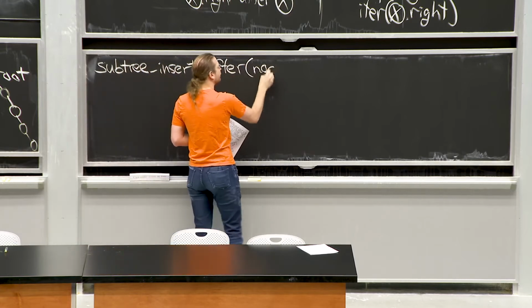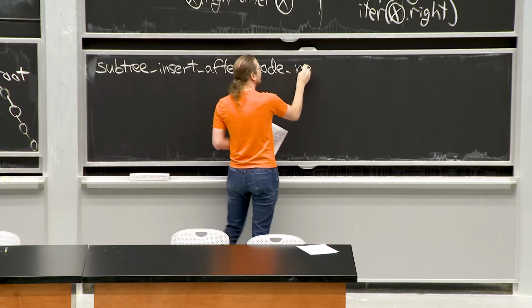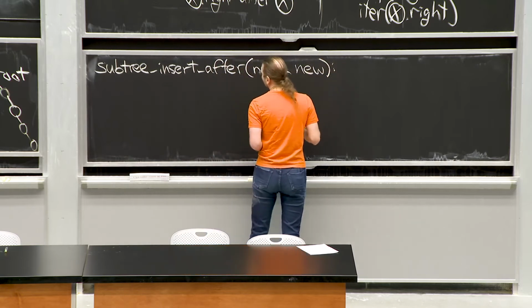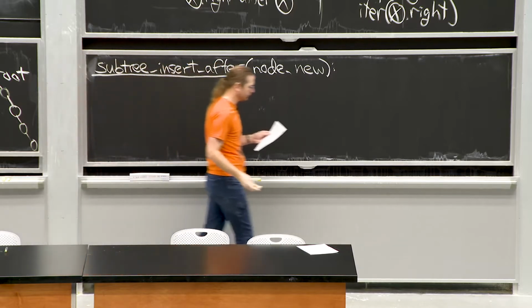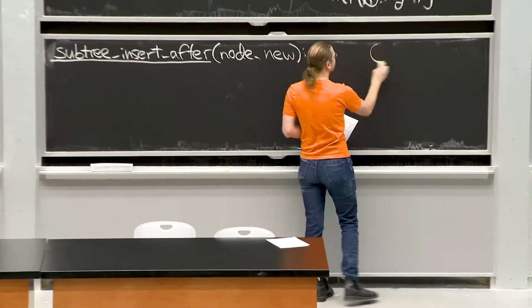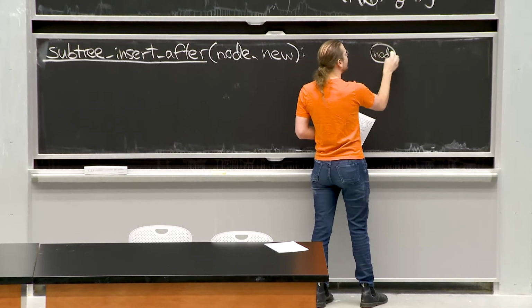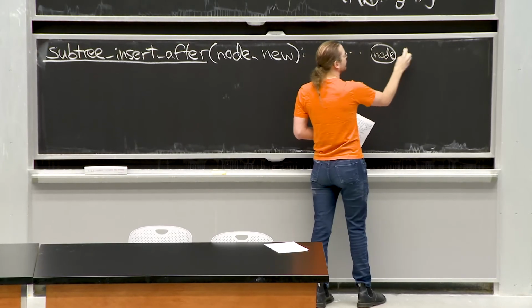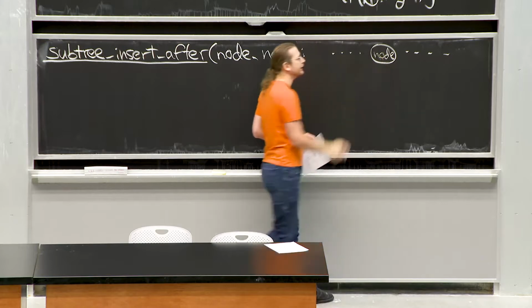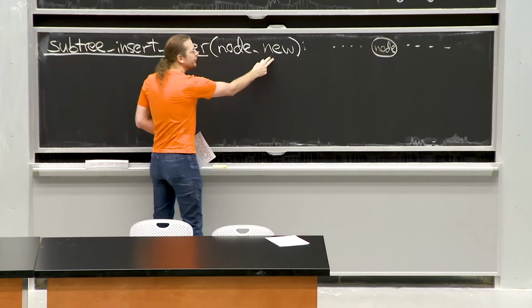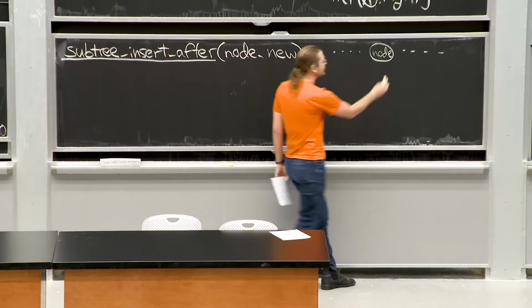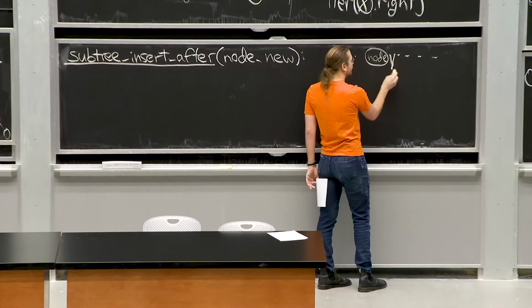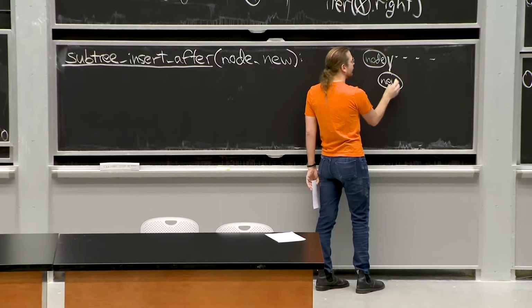So I'm going to have two nodes. In the traversal order, node already exists in the tree. New is a new node that does not yet exist in the tree, hence I call it new. And what I'd like to do is insert new right after node.